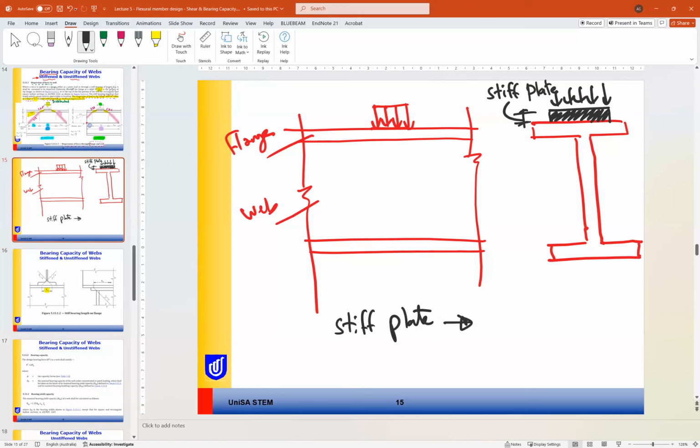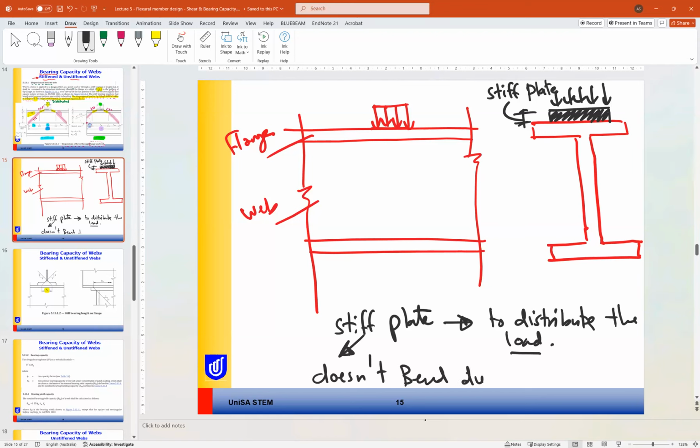is there to distribute the load. Otherwise, it will cause local buckling because we have concentration of load. Stiff plate means it doesn't bend due to load. So it is strong enough to distribute the load without any bending. Is it clear now?